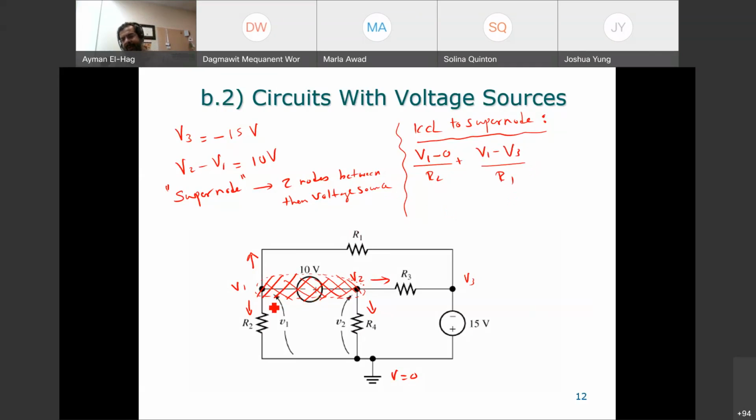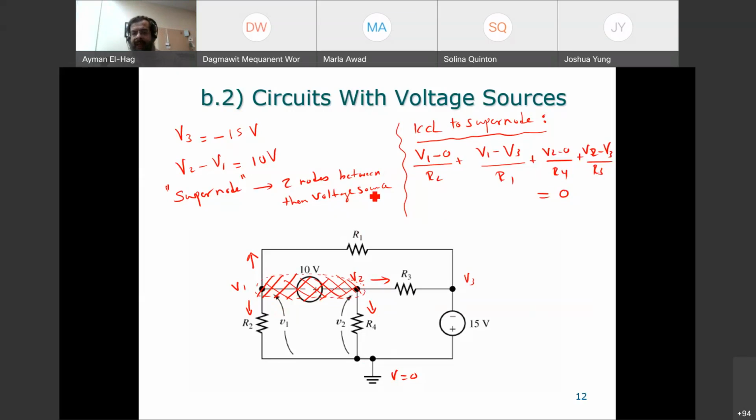Now I will go to the other side of the supernode, which is at the V2, plus V2 minus 0 divided by R4, which is this current to the right, then plus V2 minus V3 divided by R3, and everything is equal to 0. So this is how we deal.